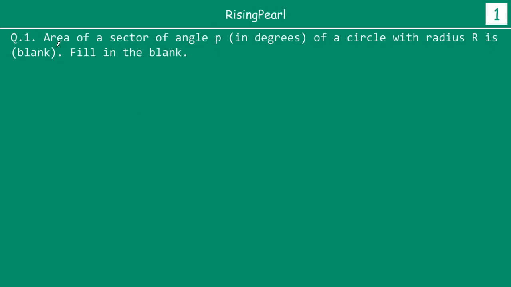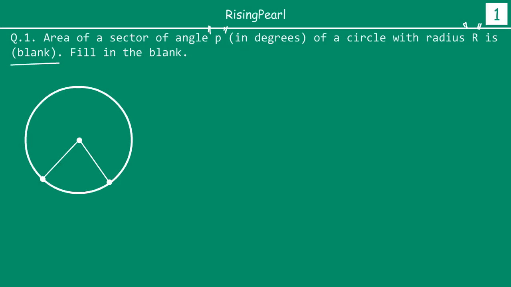So question 1 is: area of a sector of angle P in degrees of a circle with radius R is blank. Fill in the blank. So in other words, what we have, friends, is that we can imagine a circle with center O. We can take any 2 points on the circle. Let's say they are A and B.